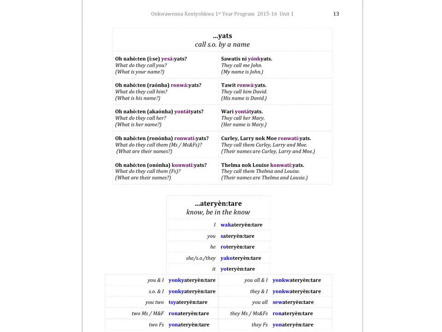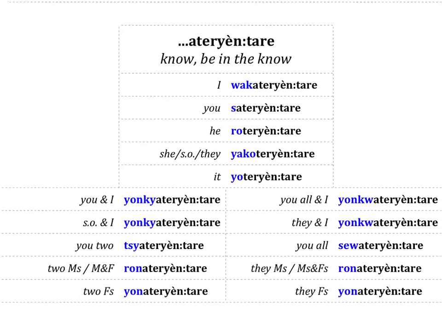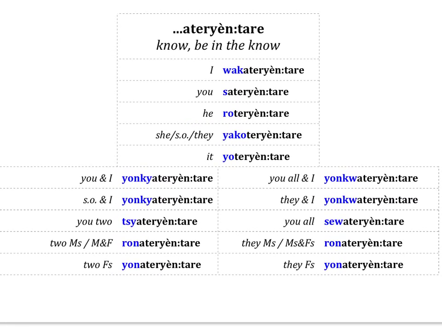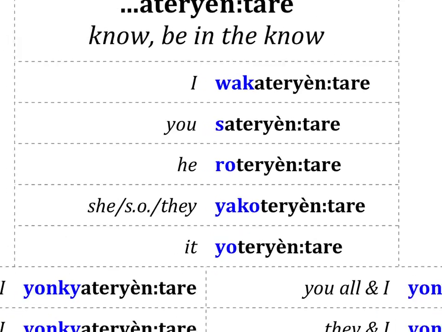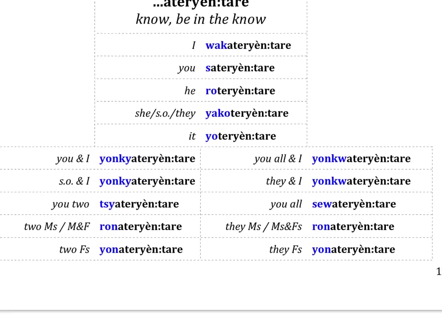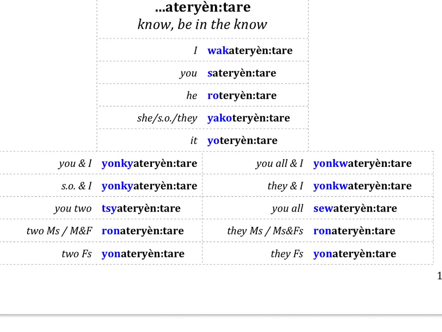At the bottom of page 13, you have ateryentare. So let's talk about how to conjugate this verb. In the introductory course, you worked with conjugating this verb with the first 5 prefixes. We're going to expand your knowledge now and work with the entire set.